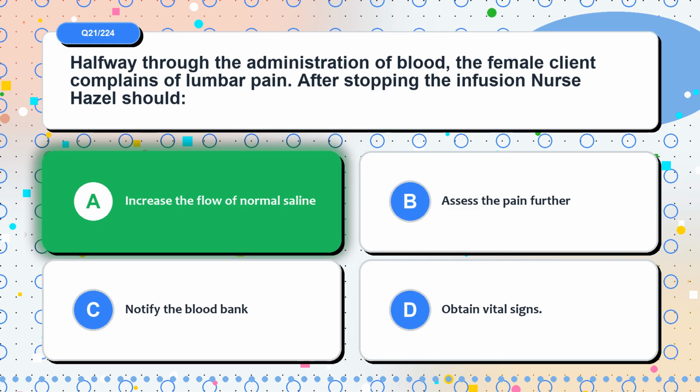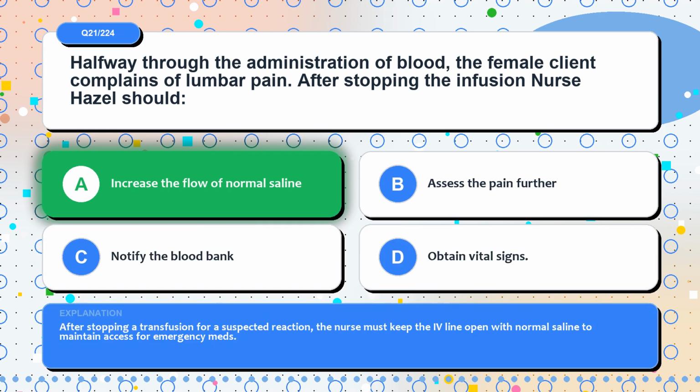The correct answer is option A, increase the flow of normal saline. After stopping a transfusion for a suspected reaction, the nurse must keep the IV line open with normal saline to maintain access for emergency meds.